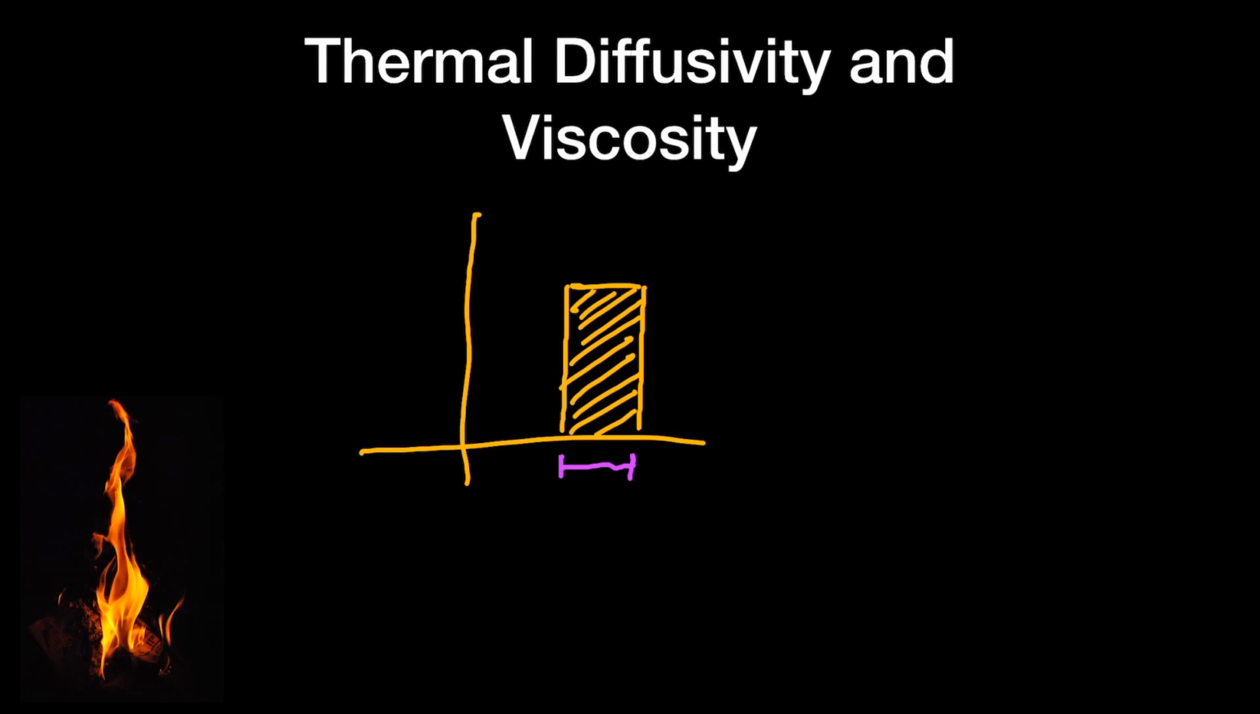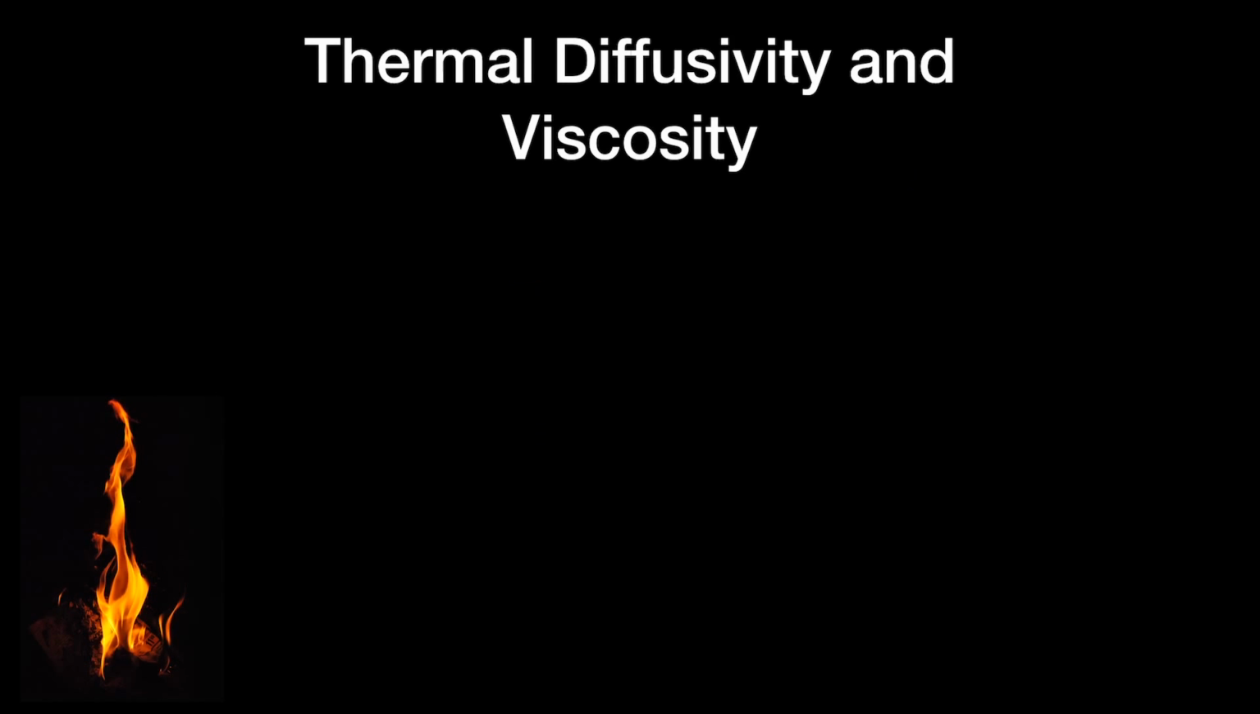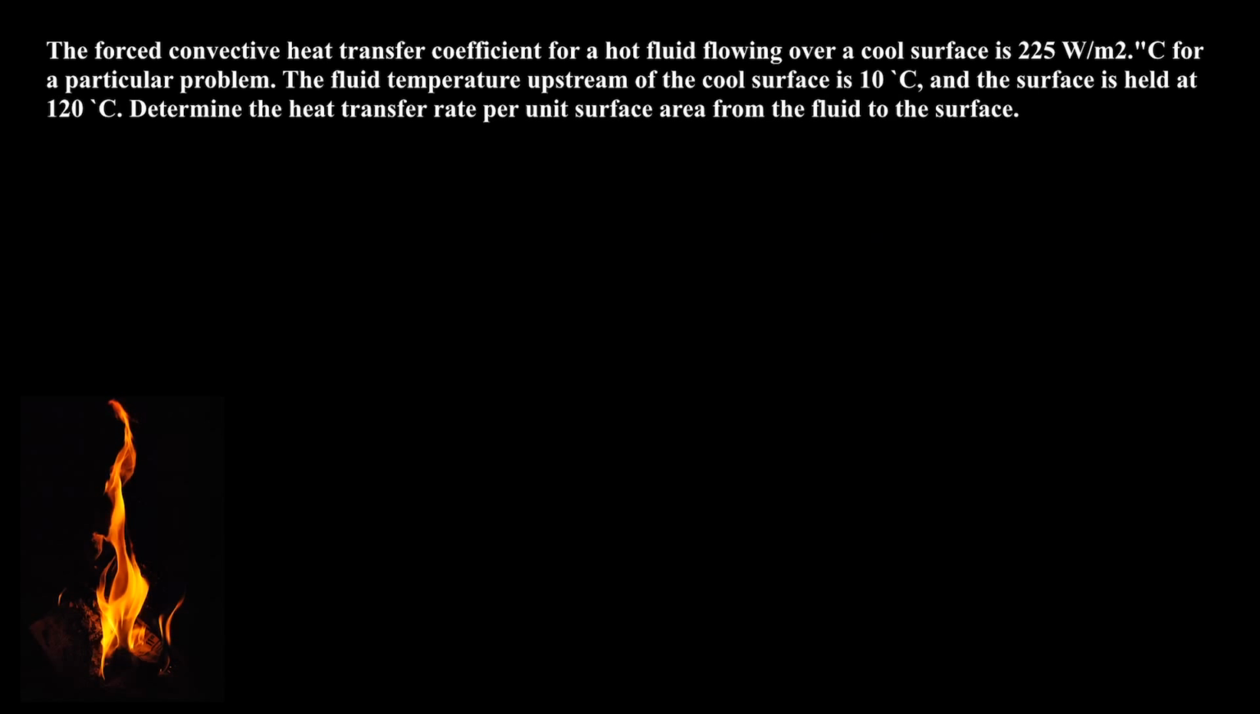We know that the change in X is 4.0 times 10 to the negative 2 meters. But T1 is higher and T2 is lower. Why? Because we know that from that negative sign, heat flows from warm to cold. Just remember that. Just think about it, and let this idea sink in. Why is there a negative sign? Alright, so that's done. Let's do this one.